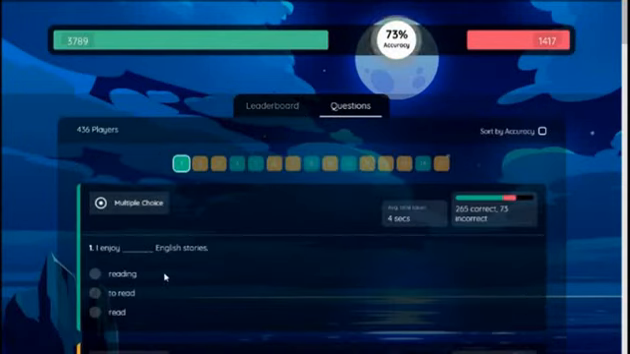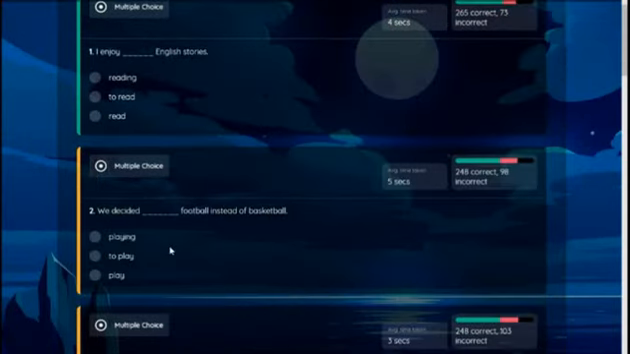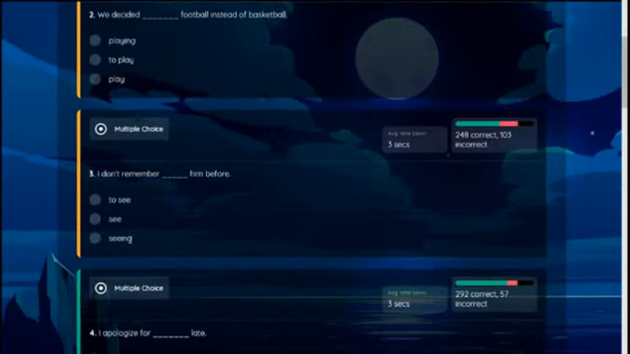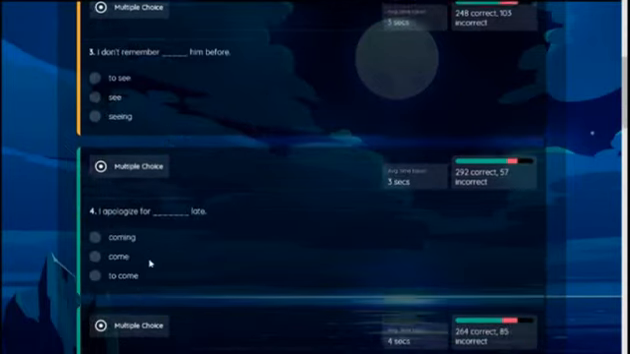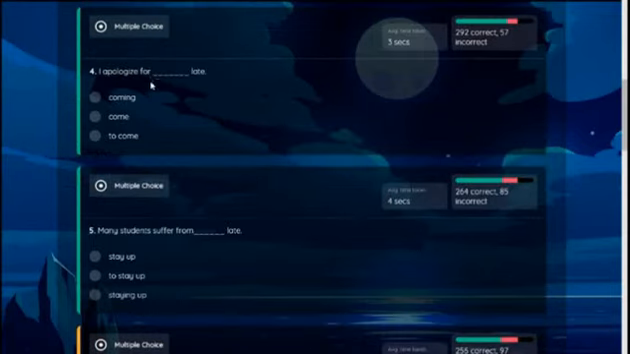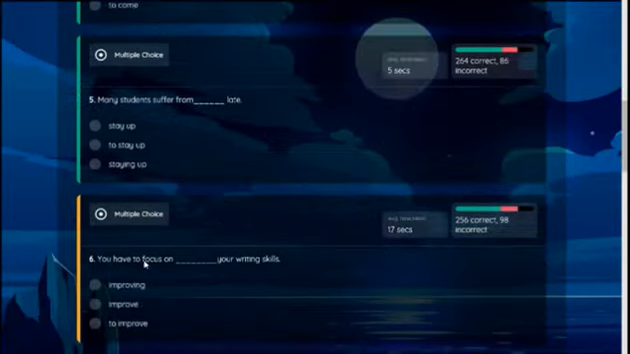So I enjoy, of course, it should be I enjoy reading, the ing form. We decided to play football instead of basketball. So to play, second choice. I don't remember seeing him before, the last choice. I apologize for coming late, the first choice, because you've got the preposition for. Many students suffer from staying up late. So you've got the last one, staying up. You've got from, which is a preposition. So it should be followed by the gerund form.